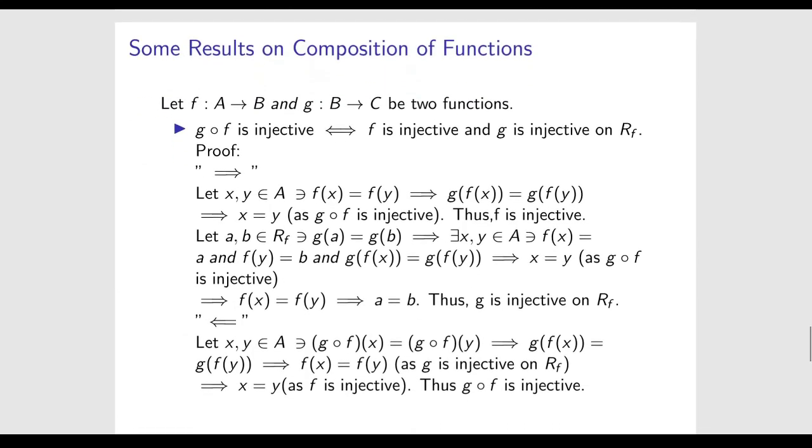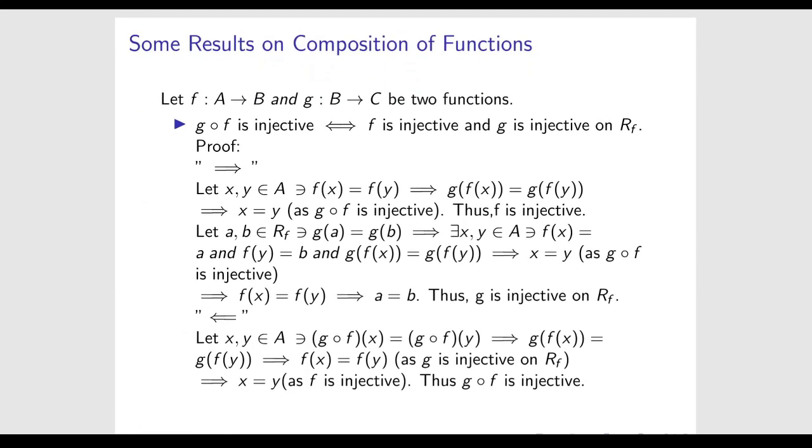Now some results on composition of functions. Let f and g be two functions, f from A to B and g from B to C. g∘f is injective if and only if f is injective and g is injective on the range of f. Proof. First we prove the forward direction, that is g∘f is injective implies f is injective and g is injective on the range of f.